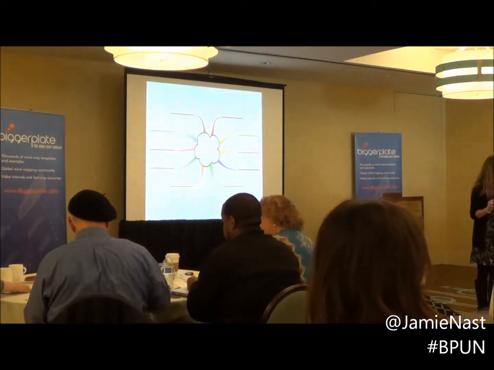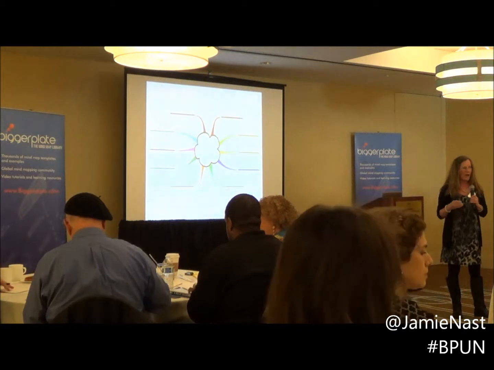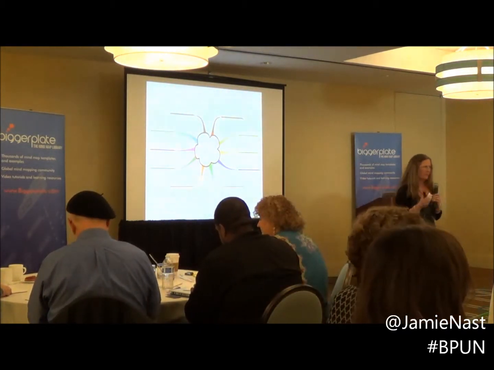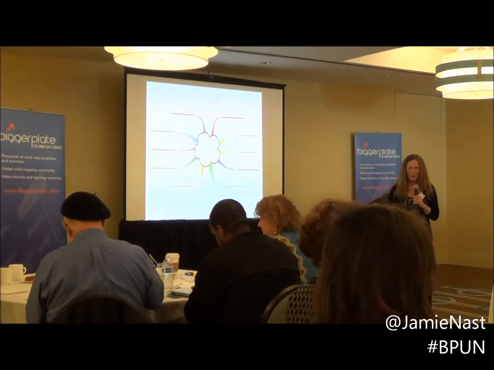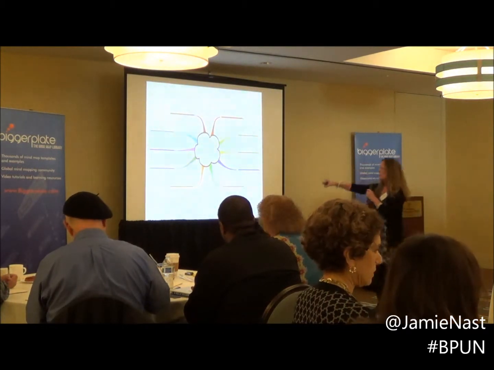On each one of those branches, we're going to write a single word. We're going to do an association activity where I'm going to give you the word that we're all going to put in the middle of that circle. When you think of that word, I want you to think of the first 10 words that come to your mind, and they're going to go on these lines around the circle.